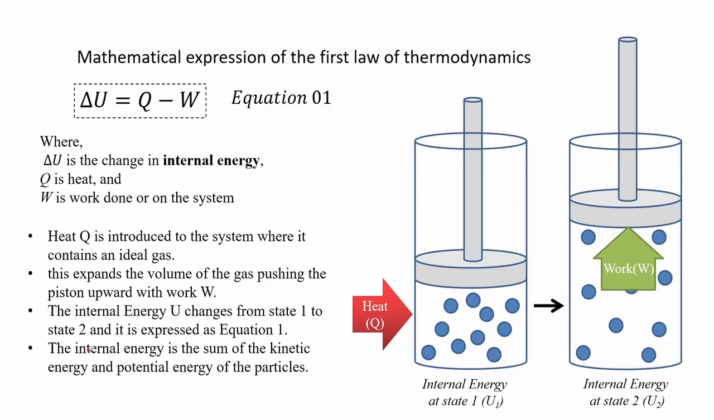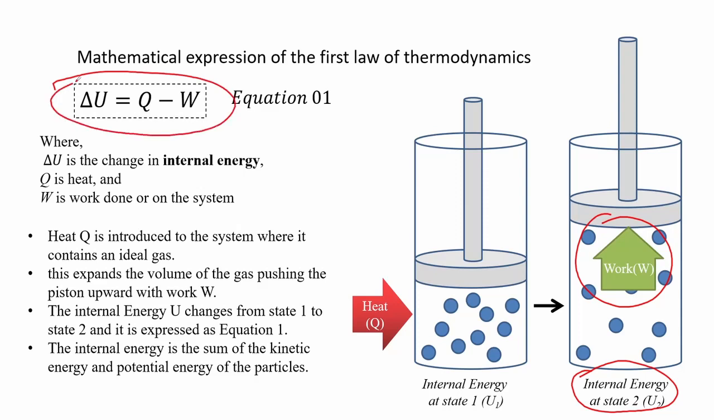The mathematical expression of the first law of thermodynamics is shown here in equation 1, where delta U is the change in internal energy, Q is heat, and W is work done on or by the system. Internal energy refers to the kinetic energy of the particles inside a chamber. Heat Q is introduced to the system, which contains an ideal gas. This expands the volume of the gas, pushing the piston upward with work W. The internal energy U changes from state 1 to state 2 and it is expressed as equation 1. The internal energy is the sum of the kinetic energy and potential energy of the particles.